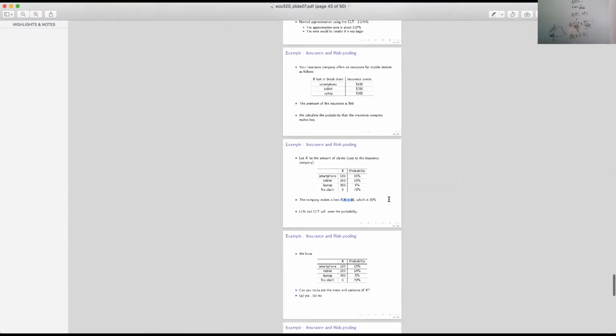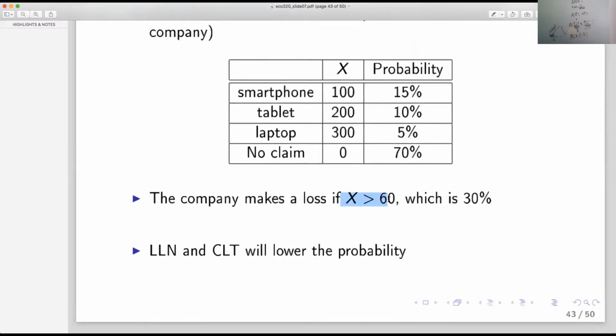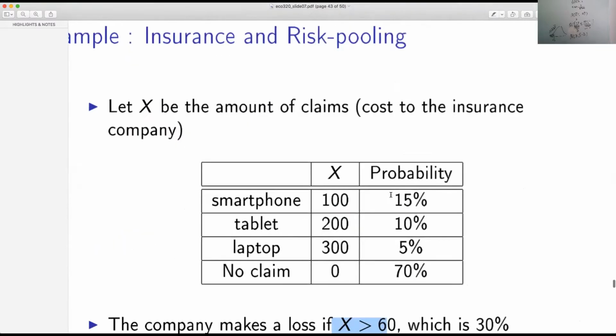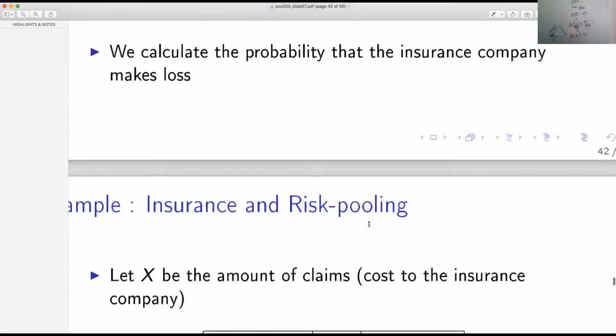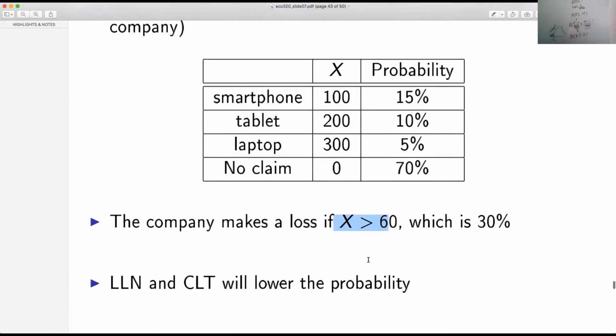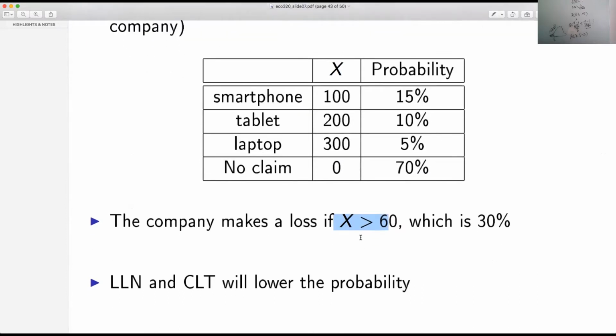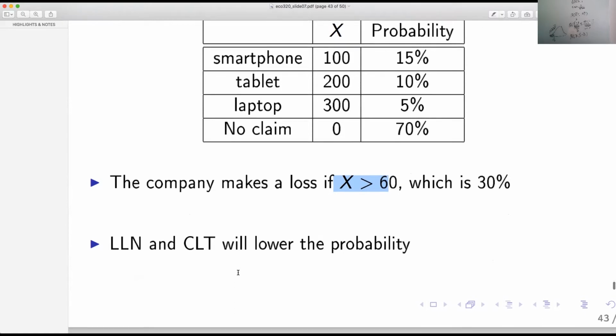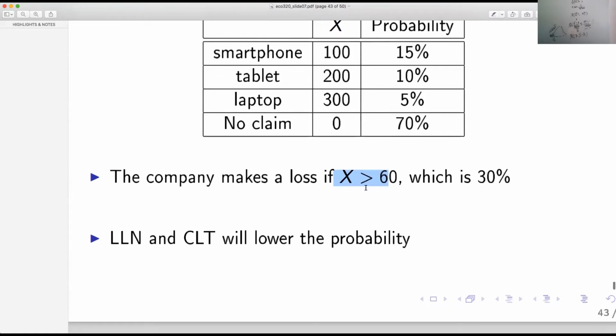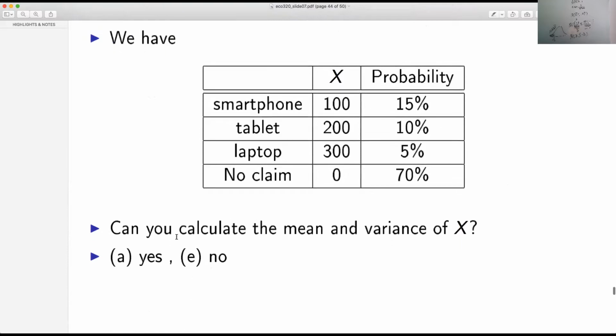The company makes a loss if X is greater than 60, because 60 is our premium for the insurance, right? So if X is greater than 60, they are paying more than what they are getting, and they are making a loss. So let's use the law of large numbers and the central limit theorem to find the probability that they are making a loss. Can they calculate the mean and variance using this? Of course, you can calculate the mean and variance.